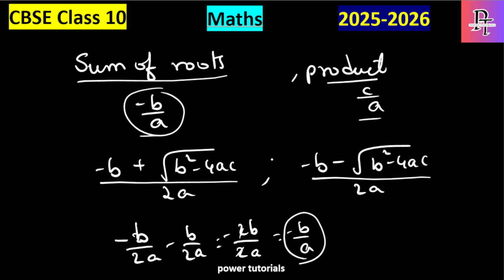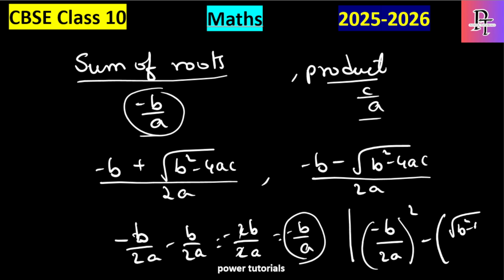Okay, the same if we do the product. Product means, if you notice, it is minus b by 2a plus root of b square minus 4ac by 2a, into minus b by 2a minus root of b square minus 4ac by 2a. It is nothing but a plus b into a minus b, which is a square minus b square. So it becomes minus b by 2a whole square minus root of b square minus 4ac by 2a whole square. So a square minus b square. I will do this in the next slide.